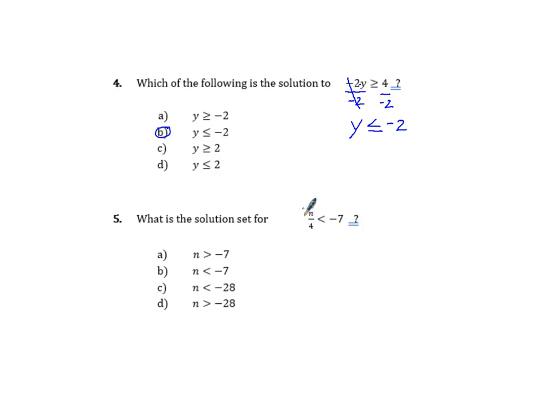Now moving on to number 5, we have n divided by 4 is less than negative 7. So right now n's being divided by 4. We want to get n all by itself on this side of our inequality. So the opposite of dividing by 4 is multiplying by 4. We need to do it on both sides. We're multiplying by positive 4. So the number that we chose to multiply by is a positive. That means we are not going to flip our inequality sign this time. So this becomes n, our inequality stays less than, and negative 7 times 4 is negative 28. So n is less than negative 28.